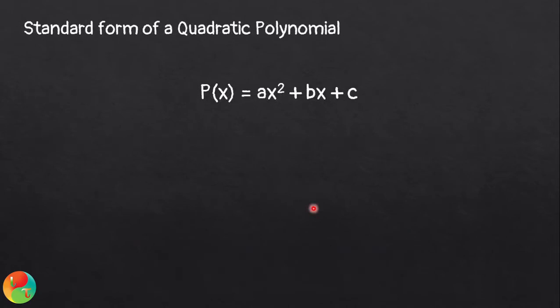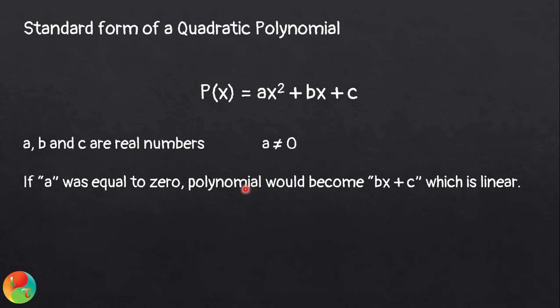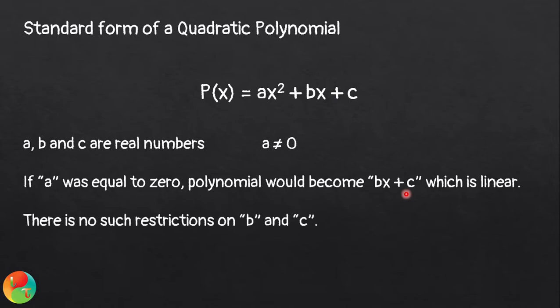Now we know the standard form of a quadratic polynomial, that is ax square plus bx plus c. Here it is represented by p of x. A, b and c are real numbers and a is not equal to 0. If a was equal to 0, the polynomial would become bx plus c, which is a linear polynomial, not a quadratic one. Now there are no such restrictions on the values of b and c.